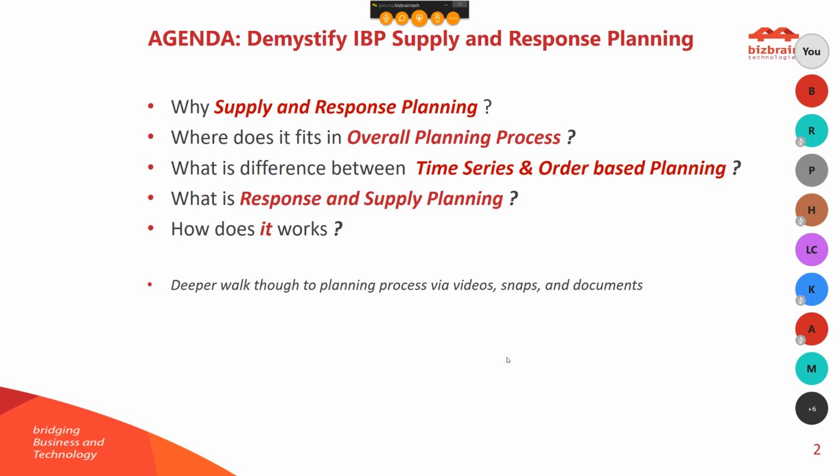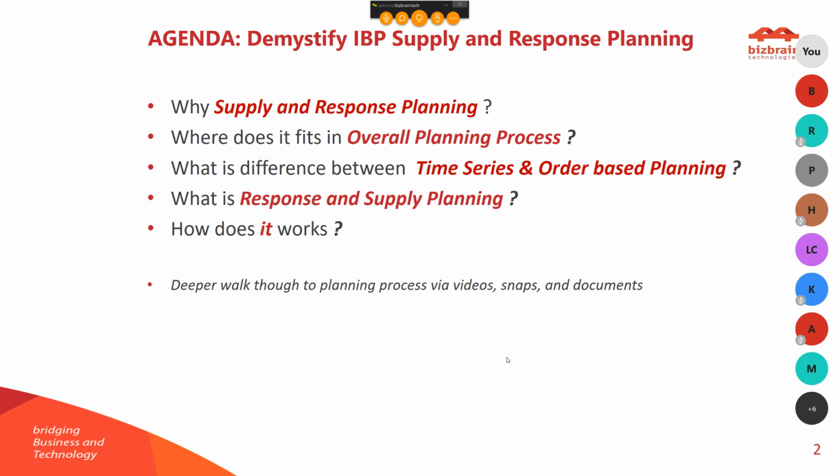I know most of us have worked on demand, S&OP, supply, and other things, inventory, control tower, analytics control tower. So, where does this supply and response planning sit in the full picture of the IBP solution, and how does it fit into a full picture for a business process? I will start with that understanding and try to make the picture clear: where does this solution fit in and what does it do.